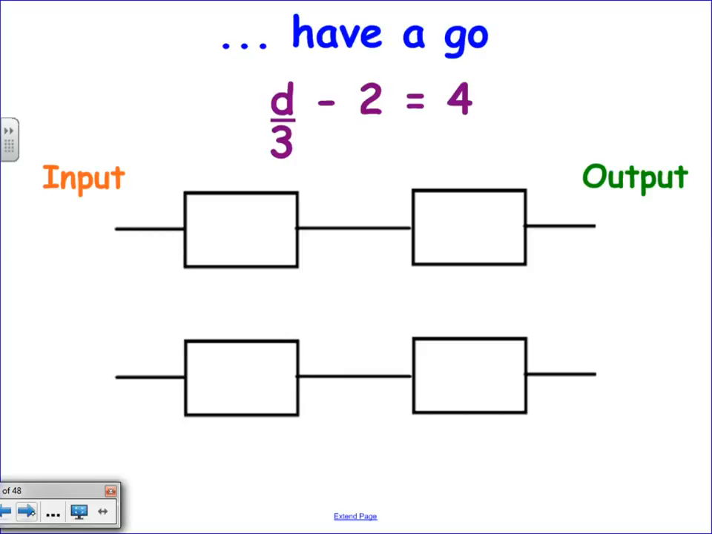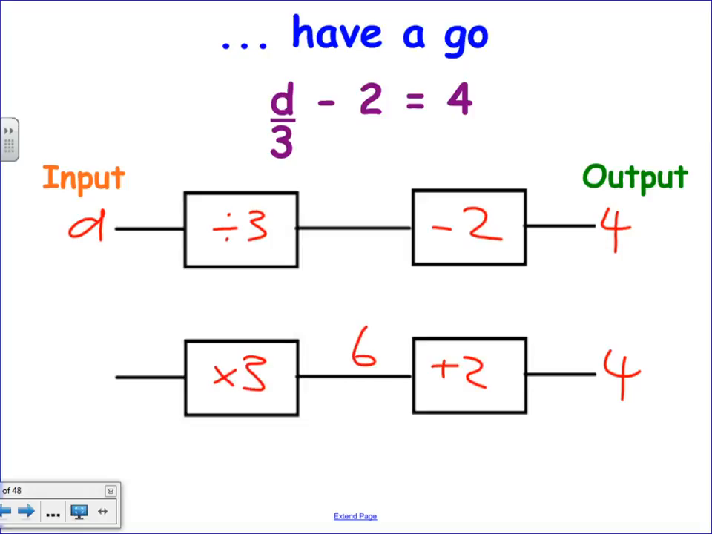Let's do this one then. Starting point. D divided by 3. Good. So the first thing we're going to do to D is divide it by 3. Minus 2. And a minus 2, and the output is 4. Good. Start at the other end. Plus 2. 6. Times by 3. 18. So 18 divided by 3 is 6. Minus 2 is 4, and that's equal to 4.